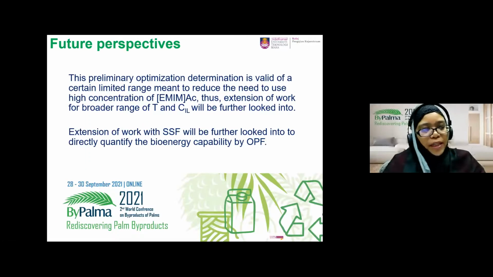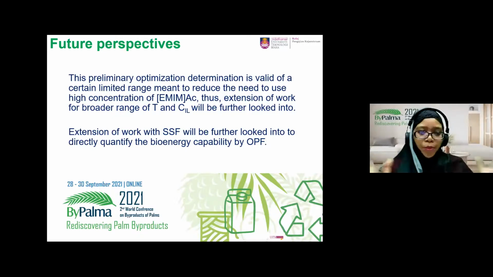For the future perspective, take note that the preliminary optimization determination is only valid for a very preliminary data range, and we would love to extend it, of course, to a broader range of temperature and concentration of the EMIM acetate. And of course, we need to quantify the bioenergy capability with the OPF.